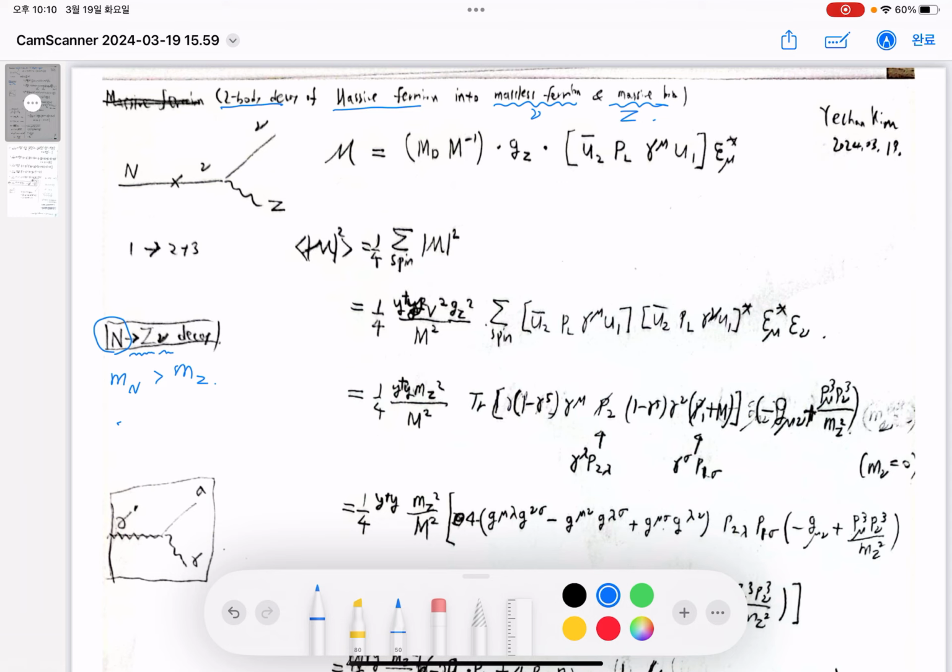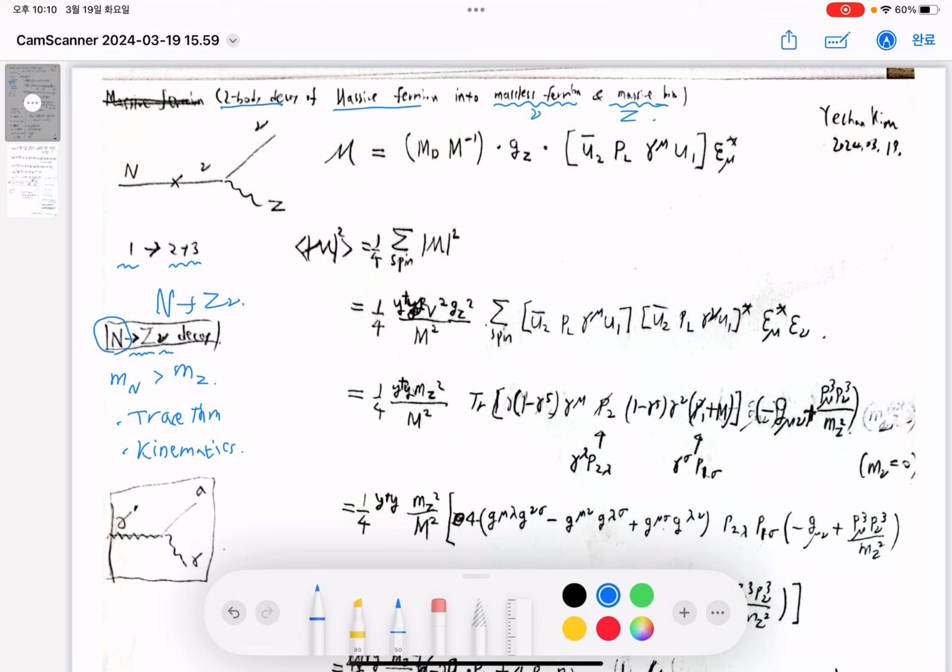Today I will use some trace theorem techniques, some kinematics with the energy conservation, and some weak interactions, and the tiny mixing angle between the active and sterile neutrinos will be considered. So first of all, we can draw the Feynman diagram of this N to Z nu decay, and I will denote the numbering of the particles as 1 to 2 plus 3.